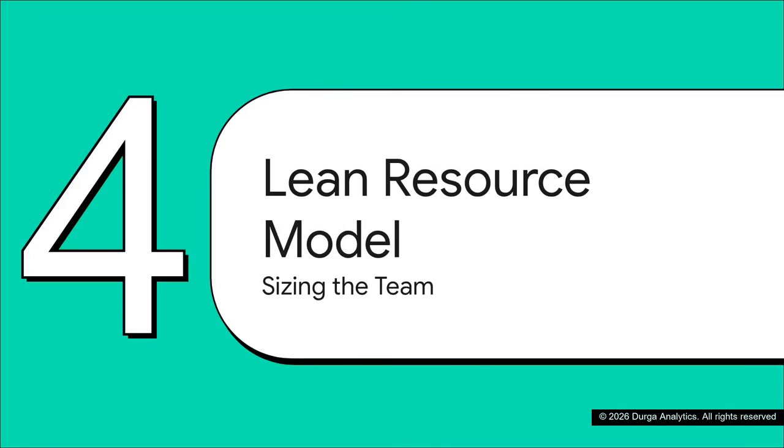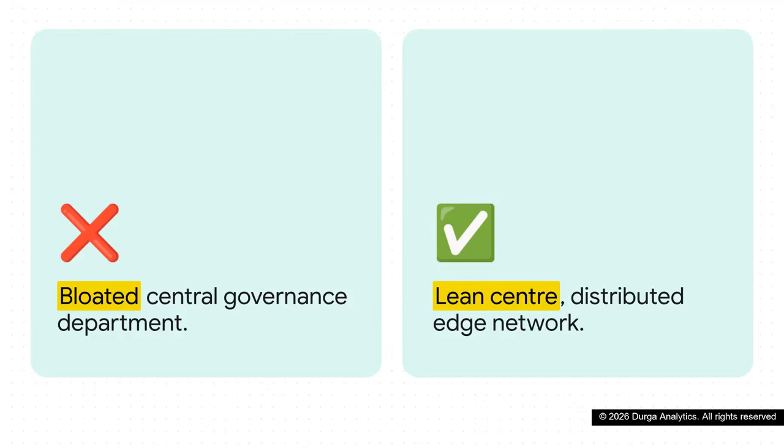Next up, Section 4, the lean resource model. Setting the timeline is only half the battle. Next, we need a resource model that executives will actually greenlight. You could have a great timeline, but if your headcount request is absurd, you're dead in the water. Here's a hard-learned lesson from the trenches. Do not build a massive, bloated, centralized governance department. It's a costly error. The right way is a lean center with a distributed edge.